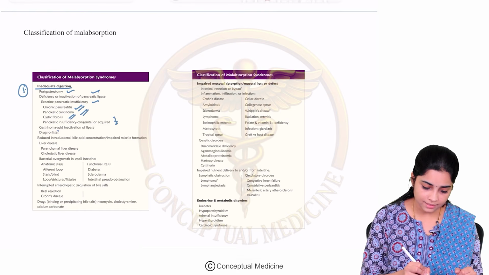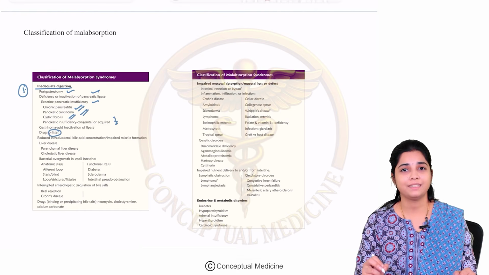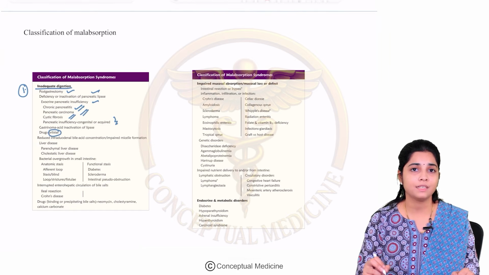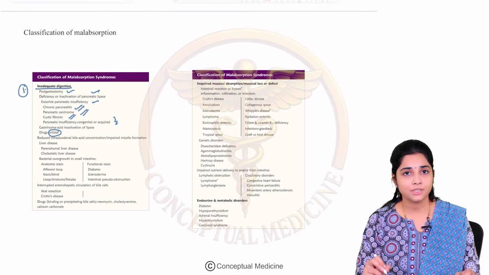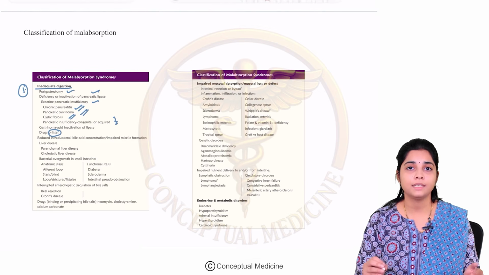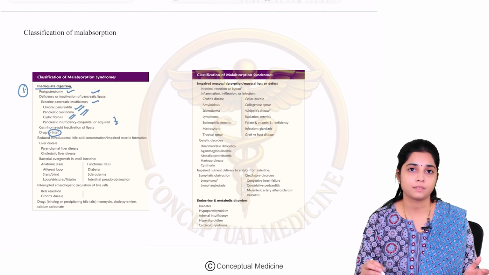Then drugs like orlistat can also cause maldigestion. So orlistat is basically a drug used in the treatment of obesity. Because it causes maldigestion, you feel early satiety and hence it's used in the treatment of obesity.